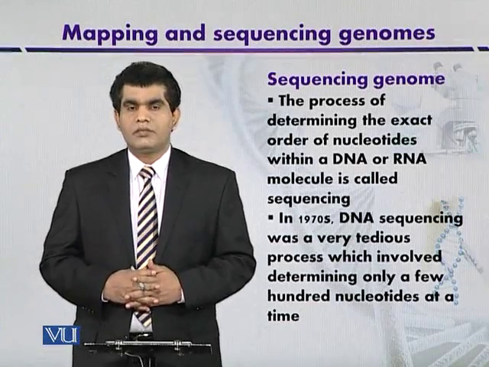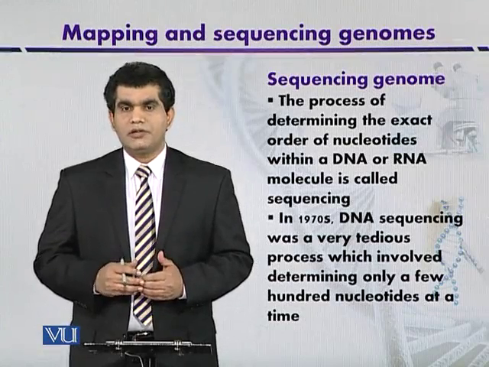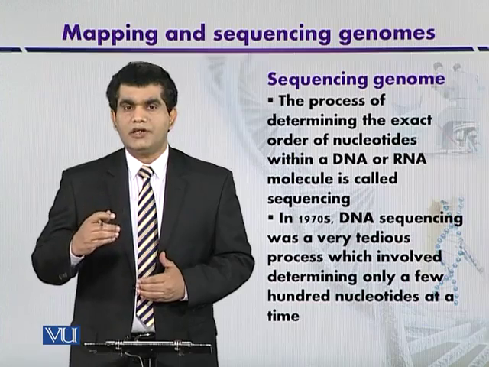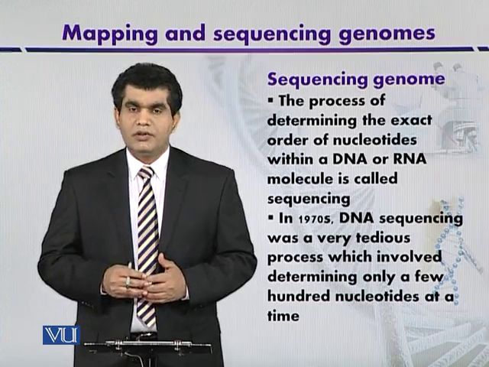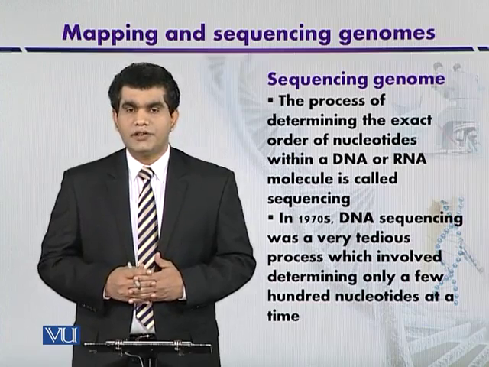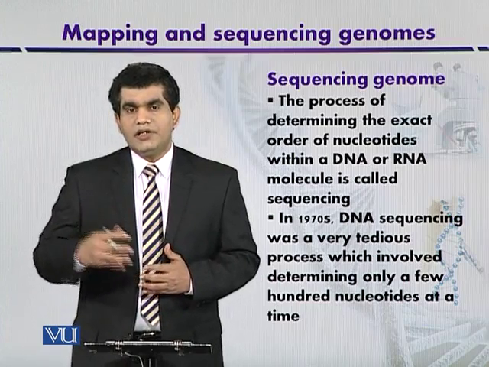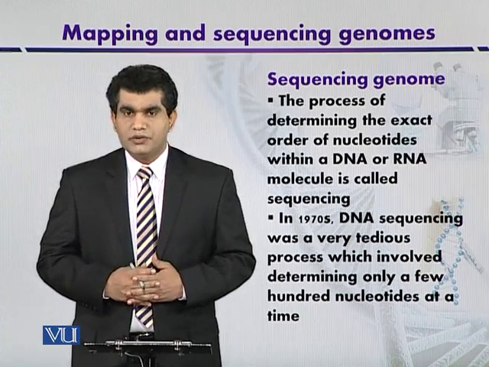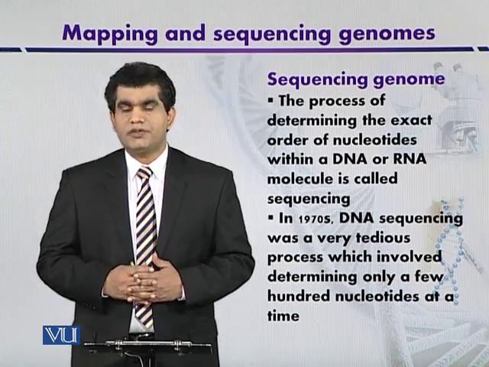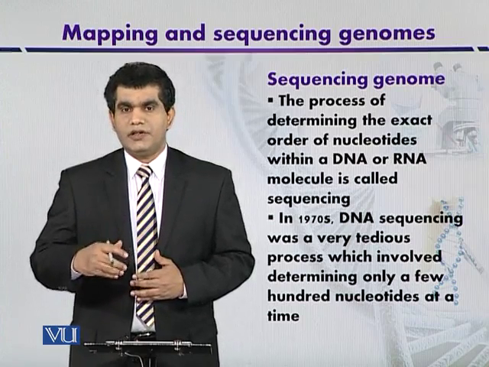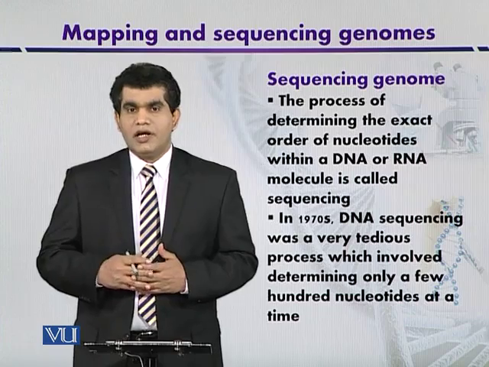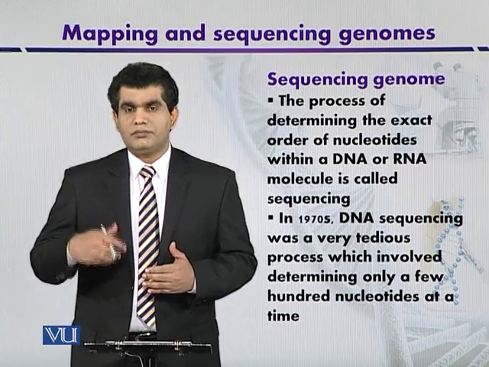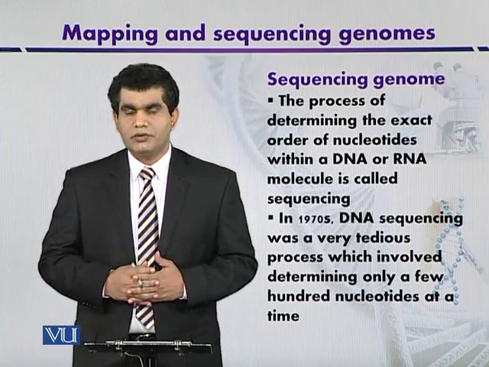Sequencing genome. The process of determining the exact order of nucleotide bases within a DNA or RNA molecule is called sequencing. In the 1970s, the sequencing technique was introduced, and at that time the process of sequencing was very laborious and tedious, and it could sequence only a few hundred base pairs within a genomic molecule.